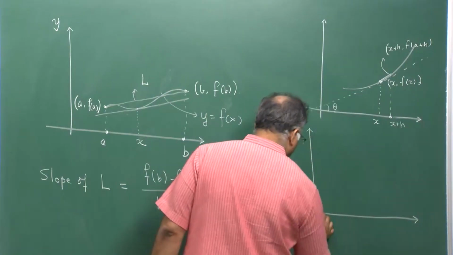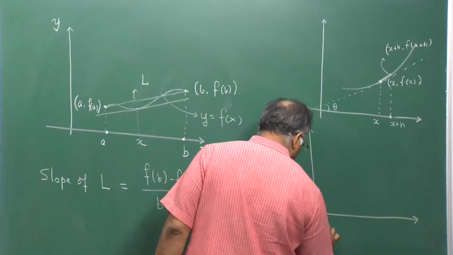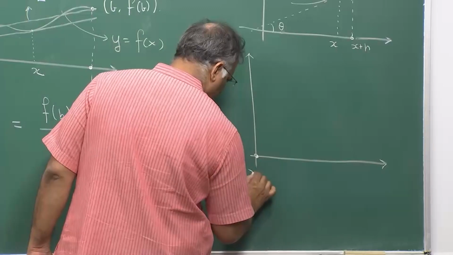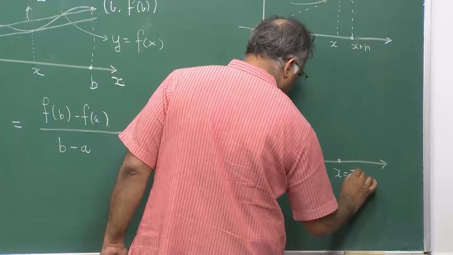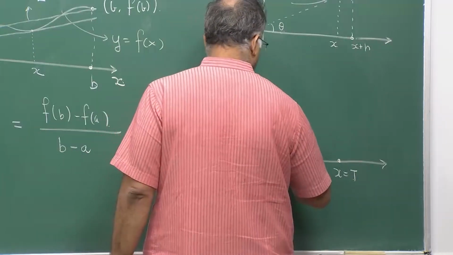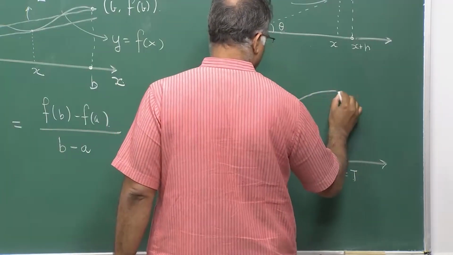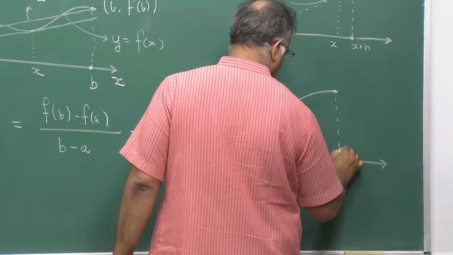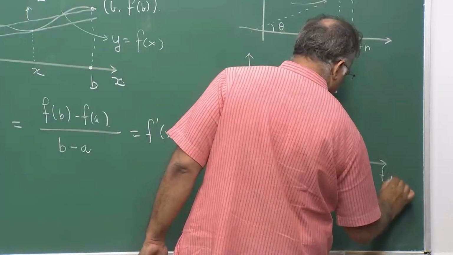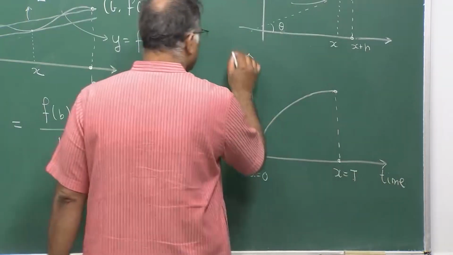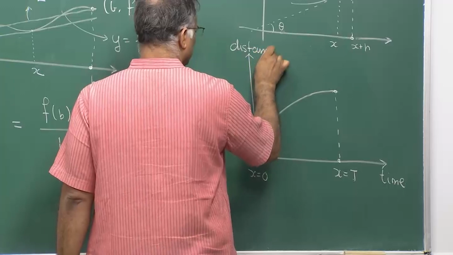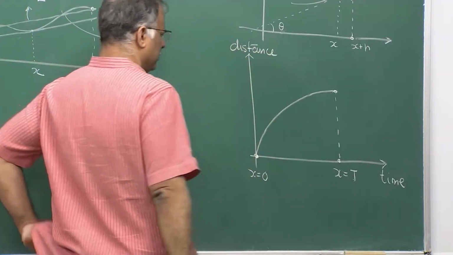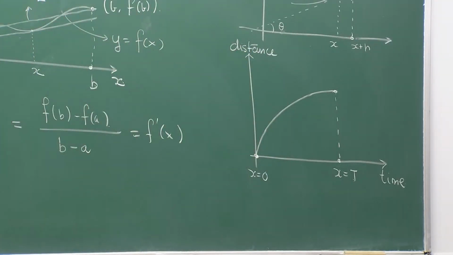So, suppose a car starts from time x equal to 0 and ends at time x equal to t. In that time the car has moved a certain distance. So, this axis is the time axis and this is the distance axis. Okay, there is a time axis and then there is a distance axis.